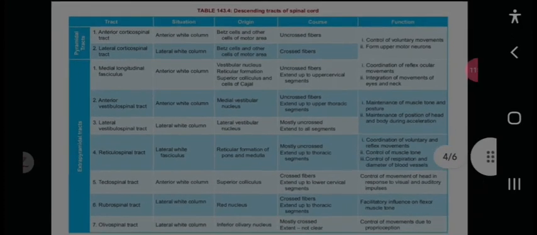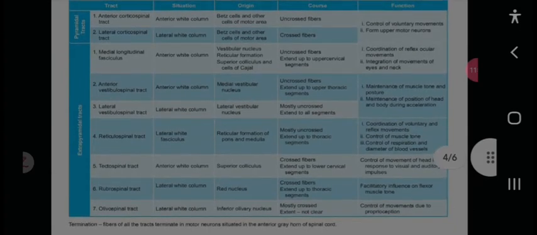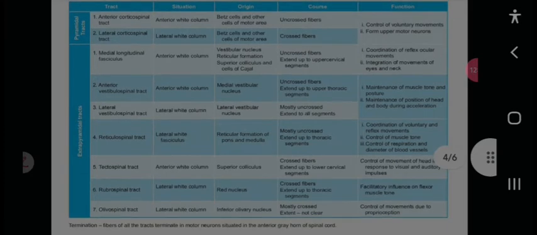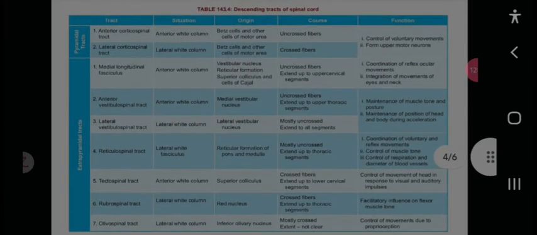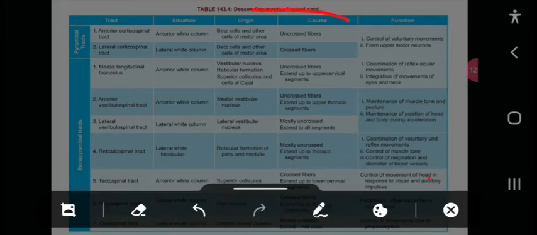Descending tracts, termination: fibers of all the tracts terminate in motor neurons situated in the anterior gray horn of the spinal cord. And now we will revise the descending tracts.